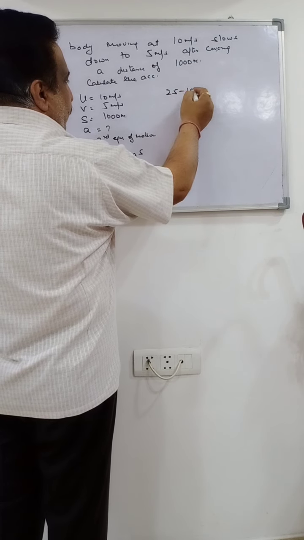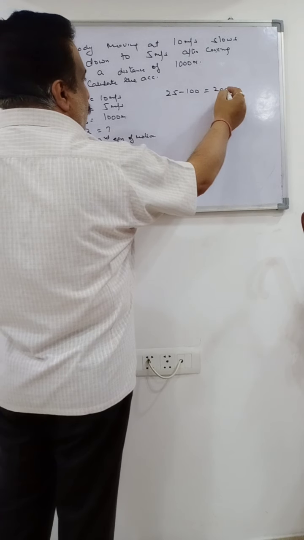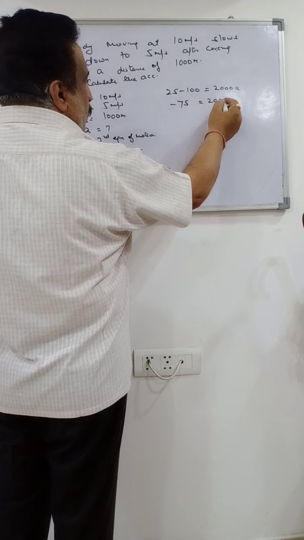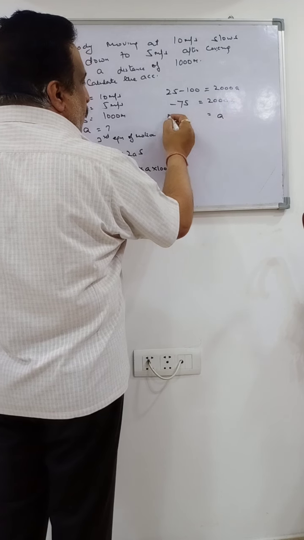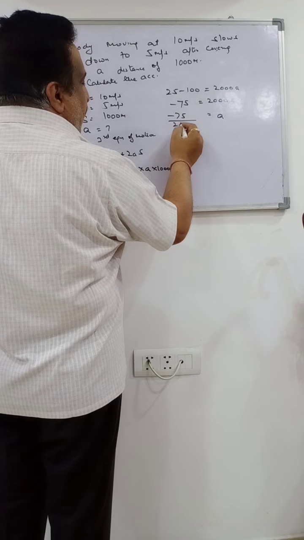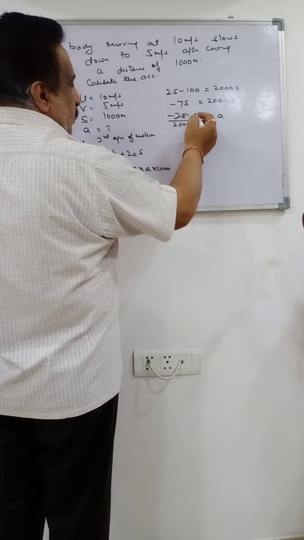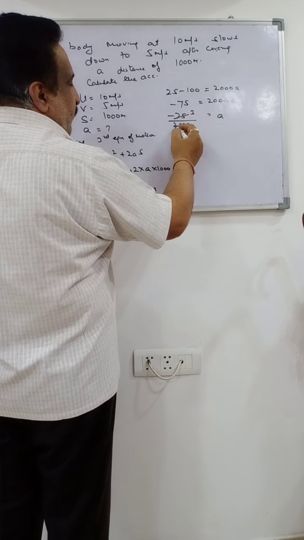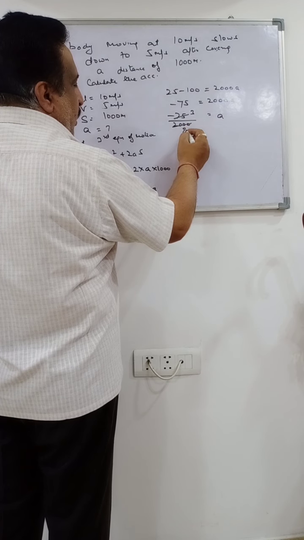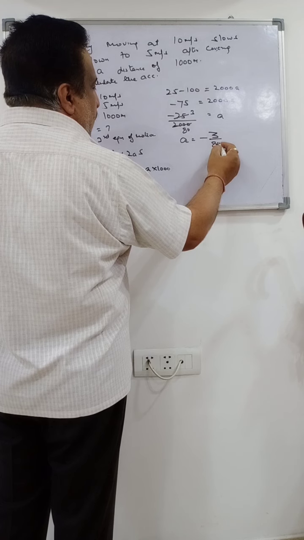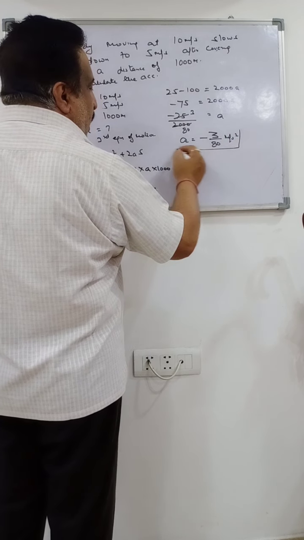So 25 minus 100 is equal to 2000a. Minus 75 is equal to 2000a. What will a be equal to? Minus 75 by 2000. This is 3 by 80. So a is equal to minus 3 by 80 meter per second square.